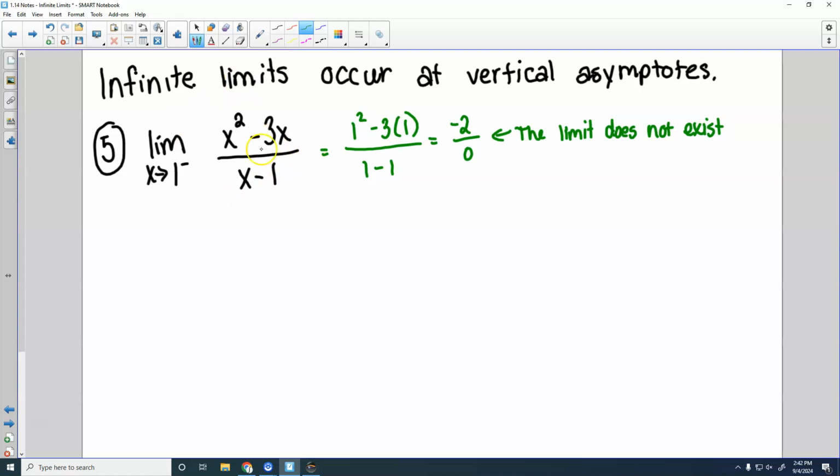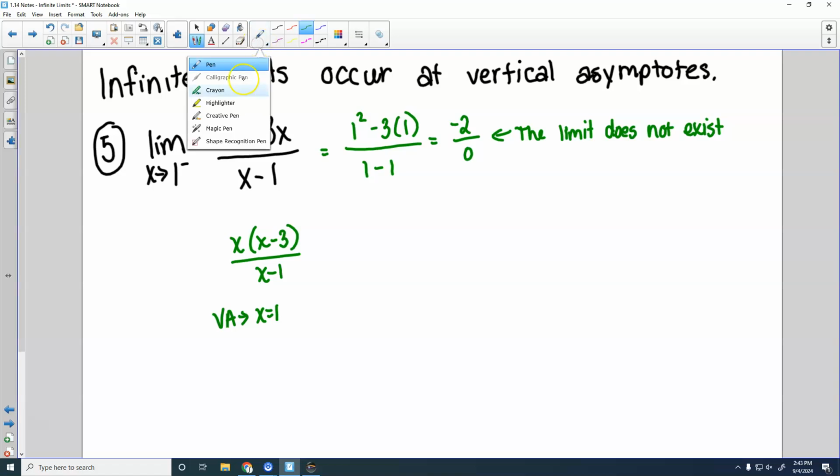If we look at this equation, even if you factor the top, you've got x times x minus 3 over x minus 1. Nothing cancels. So that x equals 1 is a vertical asymptote there. So the answer is going to be positive infinity or negative infinity at a vertical asymptote. Since they have asked us to look at the limit as x approaches 1 from the left, we want to look at what's happening from the left.